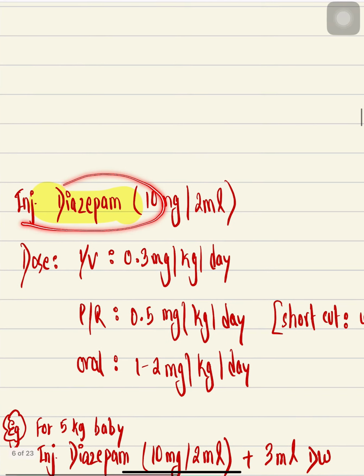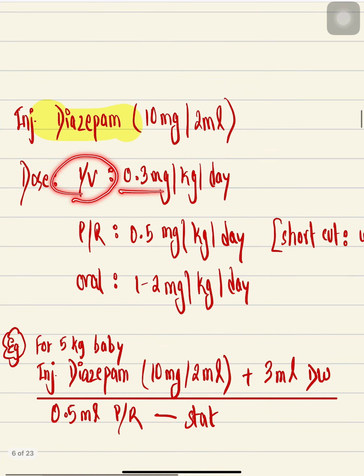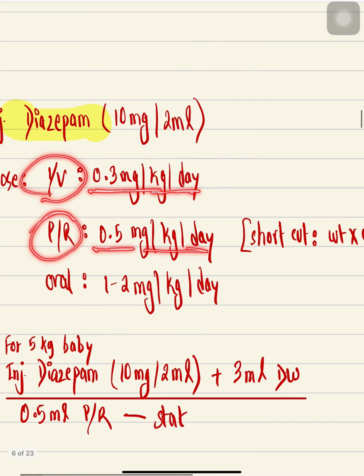Next is injection diazepam 10 mg per 2 ml. Dose for IV is 0.3 mg per kg per day. For rectal, 0.5 mg per kg per day.